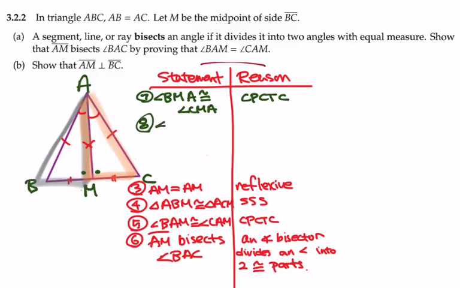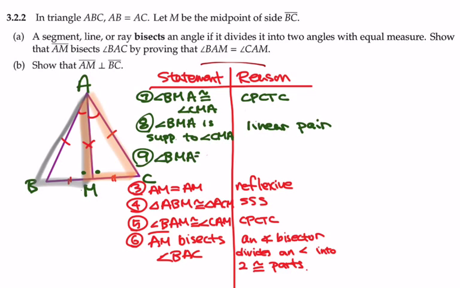Now, but next, they also form a line. They're supplementary to each other. Why? Because they're a linear pair, and they form a line together. Now, we get to realize that those two must be equal to 90. The reasoning is when the two congruent angles form supplementary angles, then each one must be equal to 90.